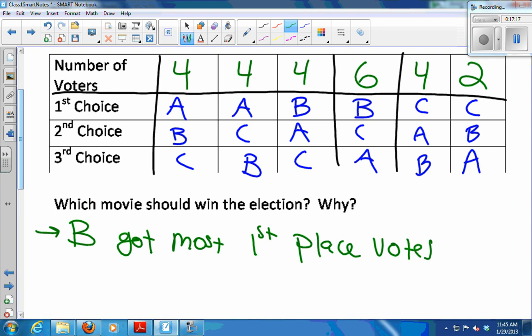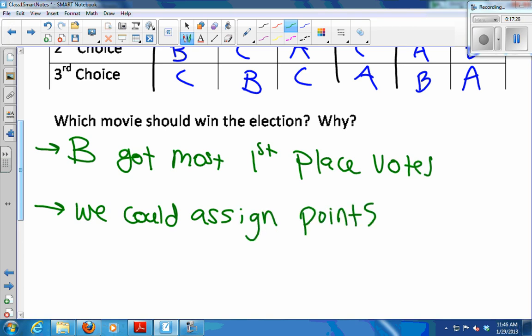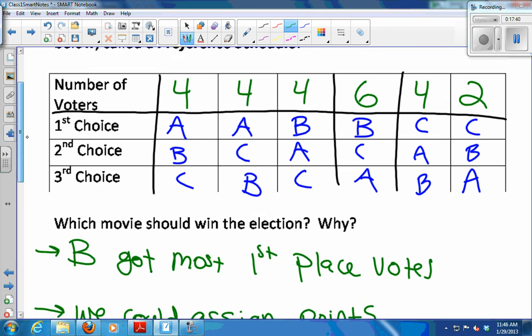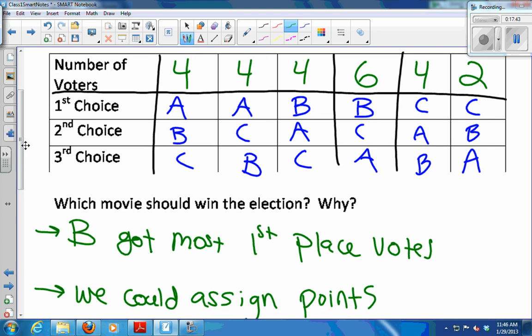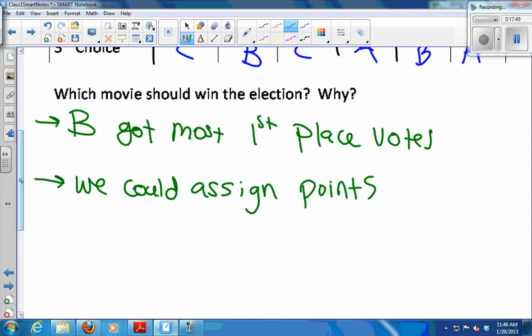Ah, points. Yeah, we might get a compromise candidate by using points, right? If there was someone who had a lot of second place votes, that can give a good compromise candidate. So it's not the most straightforward question, who should win this. So we'll leave it for now.